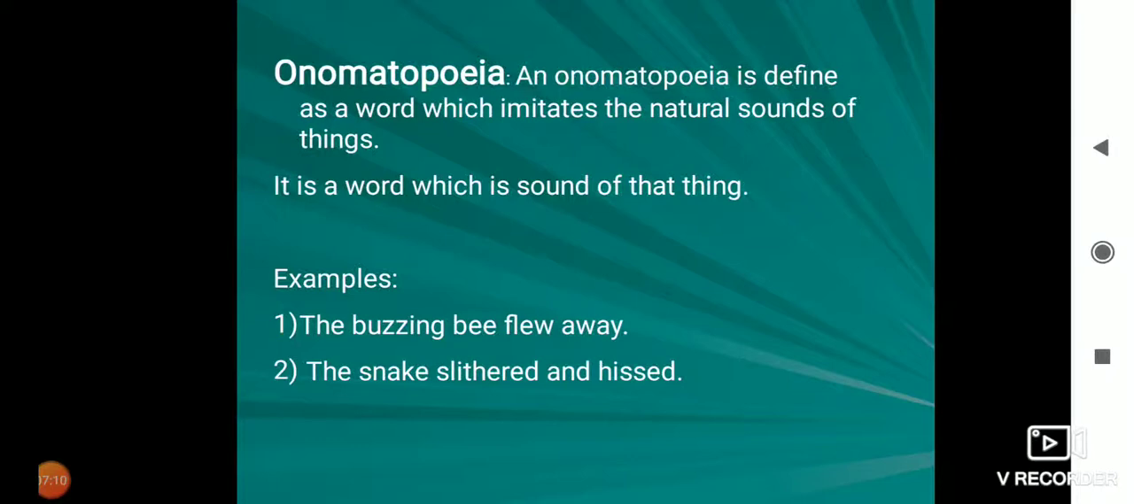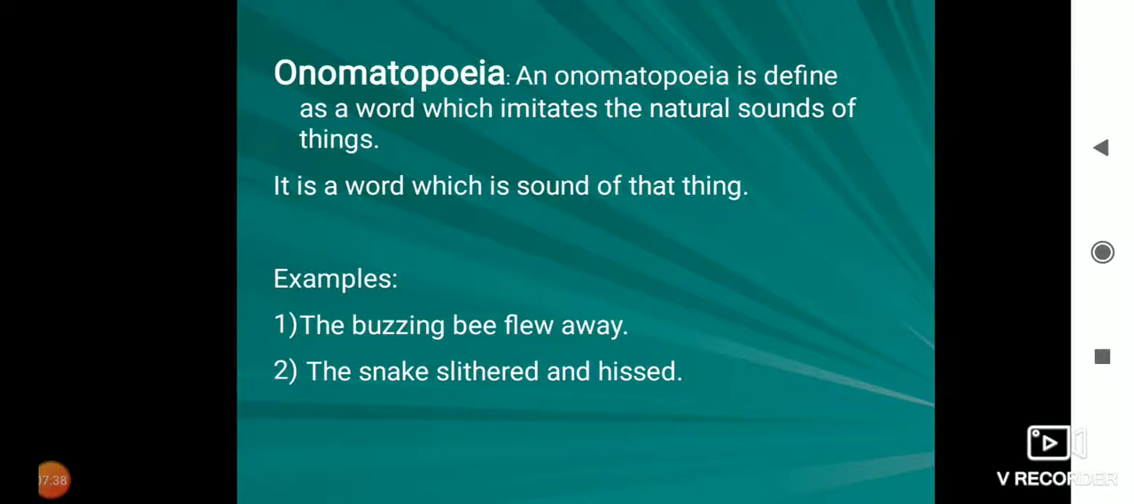Onomatopoeia. Onomatopoeia is defined as a word which imitates the natural sound of things. It is a word which is the sound of that thing. Let's see the examples. The buzzing bee flew away. Now what is the sound of a bee? It is buzzing. So here we are using the sound of the bee, buzzing.